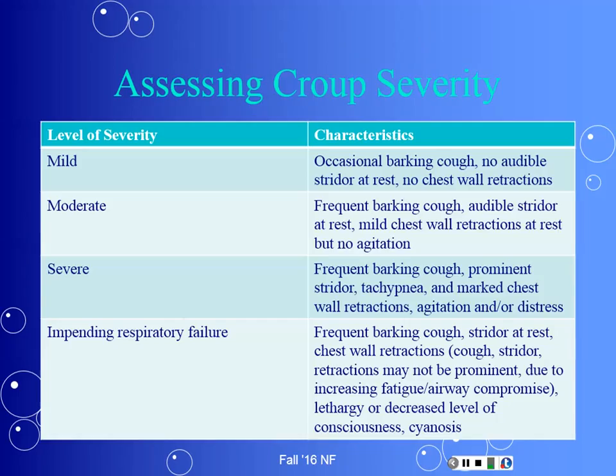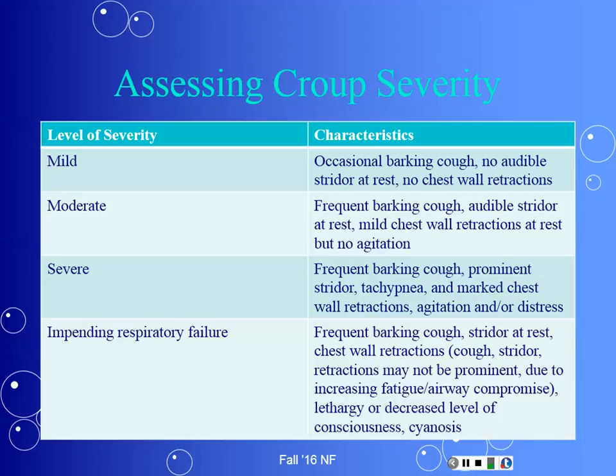You're going to have to assess the severity of that croup. So you can have mild, moderate, severe, and impending respiratory failure. With croup, you're going to have an occasional barky cough. It sounds almost like a seal bark. If you've ever heard a kid with croup have that barky cough, you will not forget that. That's a sound all unto its own.